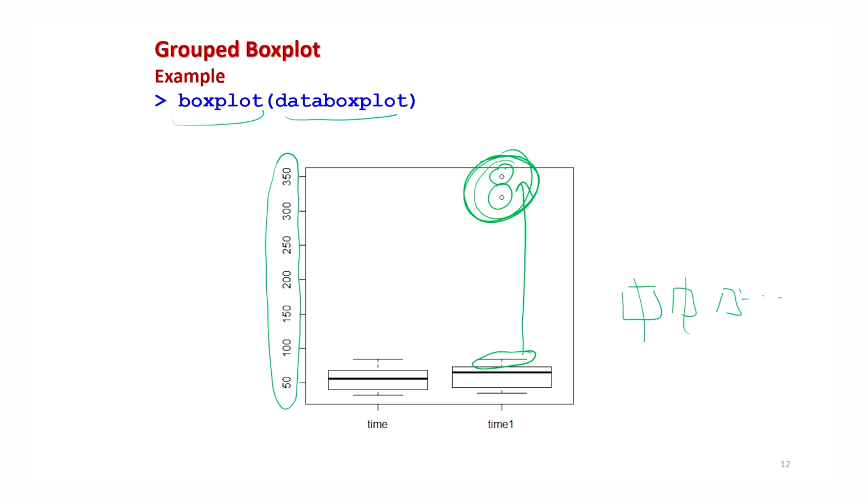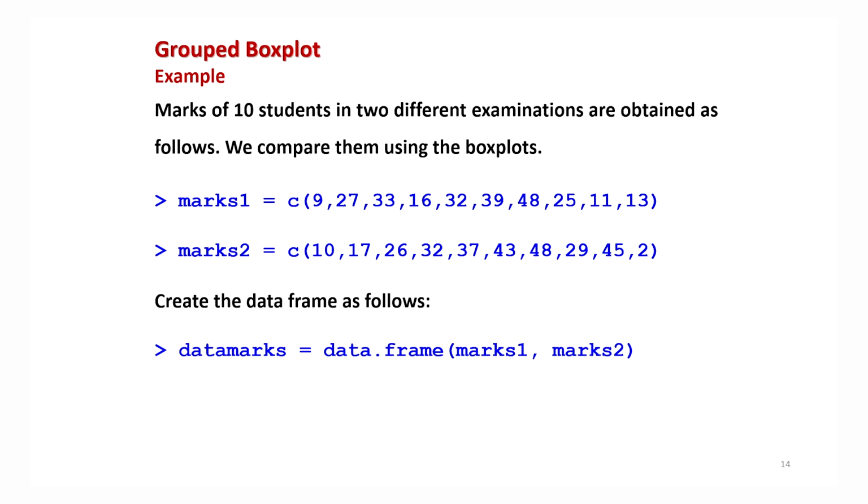So this is one way by which we create graphics for multivariate data. We consider each as univariate data, create one box plot for each of the data, and compare them together. Right. Now, let me give you one more example to illustrate the utility of this box plot.